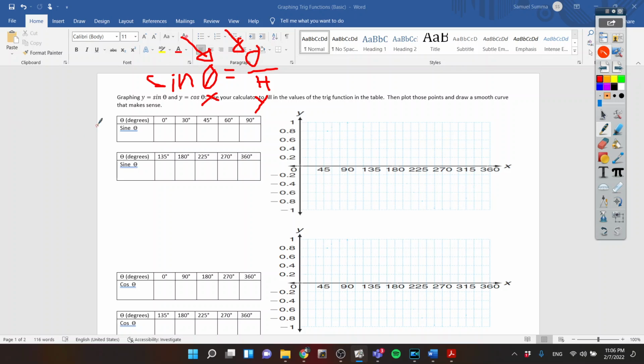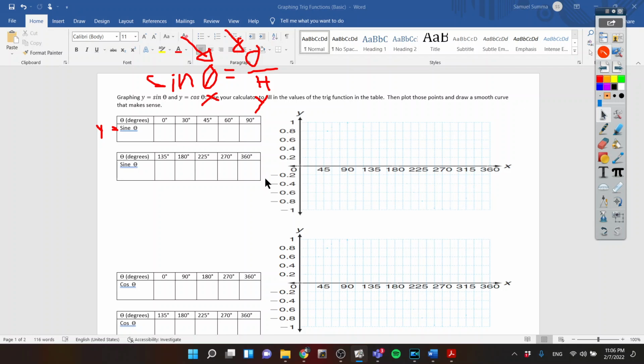This first graph would be y equals sine of theta or sine of x, whichever. It's normal to use theta, but in a function it's normal to use x. So sine of theta or sine of x either way. And then the y value we get out would be the ratio that it's equal to.